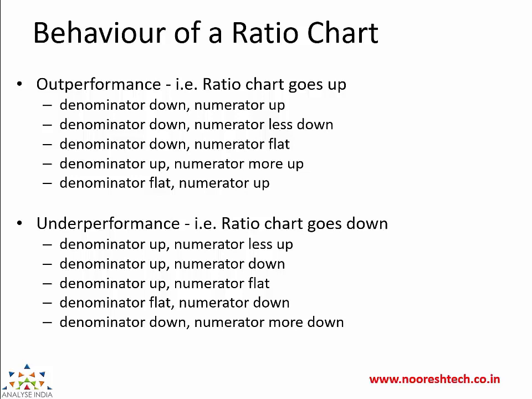The first scenario that we take is Nifty is up, and Nifty Pharma is also up, but the rate of change of Nifty Pharma is less than the rate of change in Nifty, and hence the ratio chart will go down. In the second scenario, Nifty is up, but Nifty Pharma is down, hence the ratio will trend down. In the third scenario, Nifty is up, but Nifty Pharma is flat, hence there is an underperformance, and hence the ratio chart will trend down.